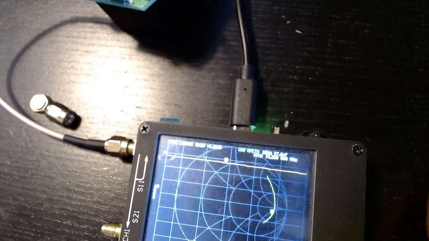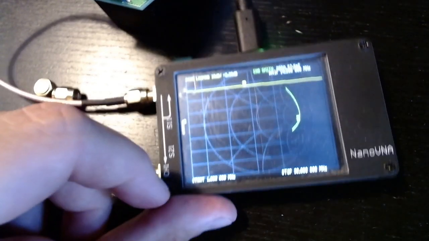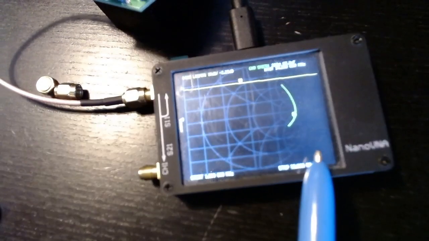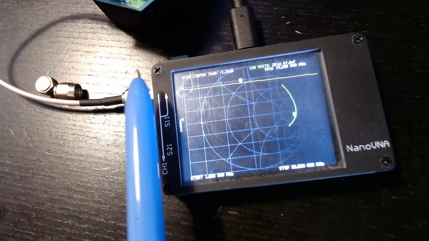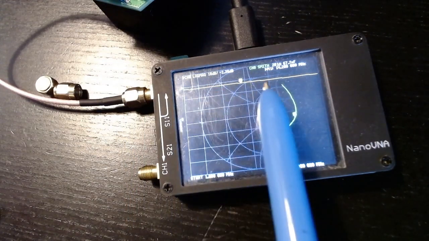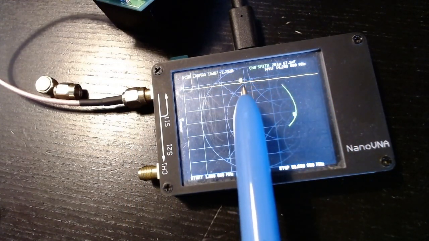This is pretty flat across all the spectrum that I'm measuring. I'm starting at 1.8 megahertz and ending at 30 megahertz, which is basically the whole spectrum of frequencies that this amplifier is supposed to work on. And so yes, the reflection is very high.